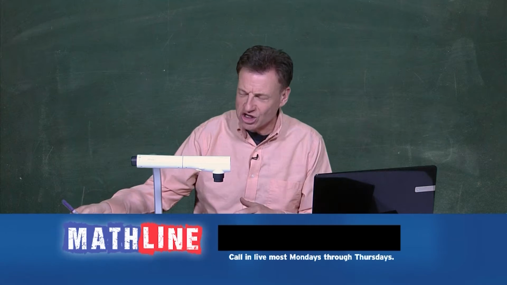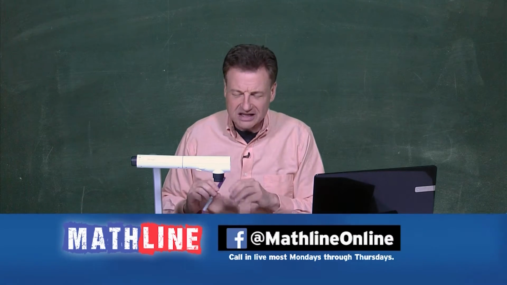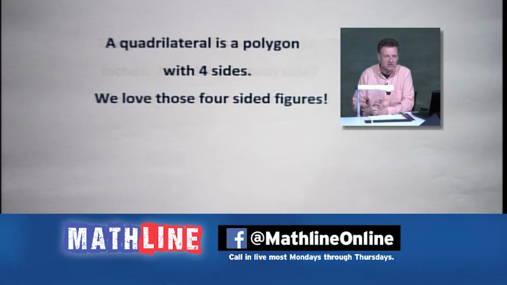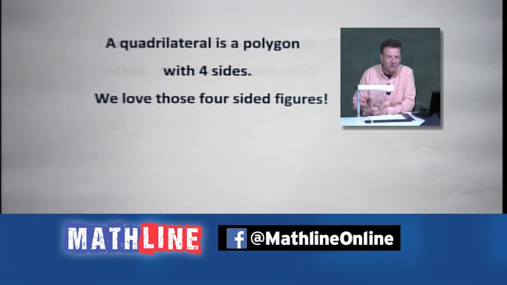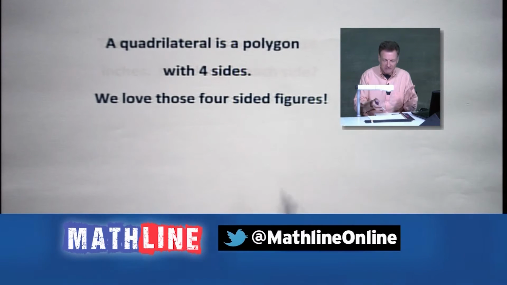Now, I mentioned earlier at the beginning of the show something about quads, all right? Let's talk about quadrilaterals. Here's a very simple definition: a quadrilateral is a polygon with 4 sides. These are 4 segments that hook together and make nice, pretty figures. We love these 4-sided figures.